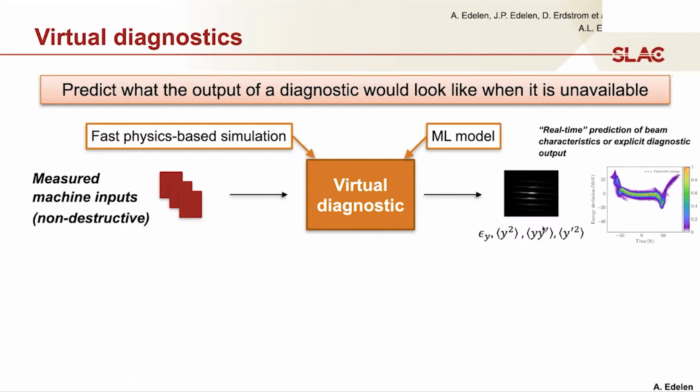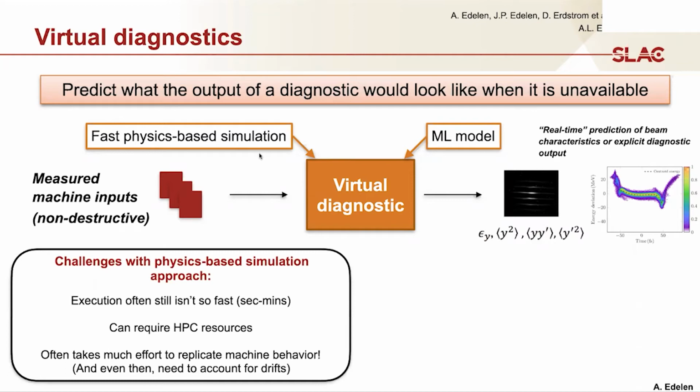There are some benefits and challenges to both of these approaches. With the physics-based simulation approach, typically if you want to describe all of the dynamics in this process, the execution of these simulations is not so fast. It can take a few minutes. It may require high-performance computing resources on site, and even if you have all of these available, it often takes a lot of effort to replicate the machine behavior. And even then, once you've replicated the machine behavior, you need to account for drifts.